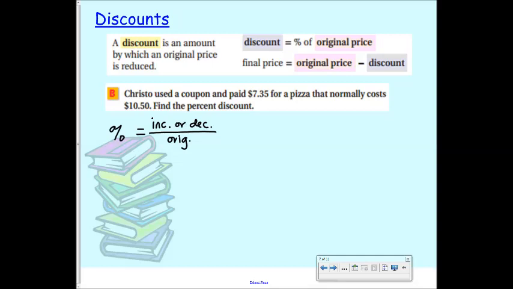Is that the original? Why is 1050, or how do you know that 1050 is the original? Because it normally costs 1050. Does it say the word original in there? No. So what do you have to do? Find a clue in there, a context clue. And the context clue in there is the word normally. So normally, usually, originally, it costs $10.50. So I'm going to put $10.50 where? At the bottom.